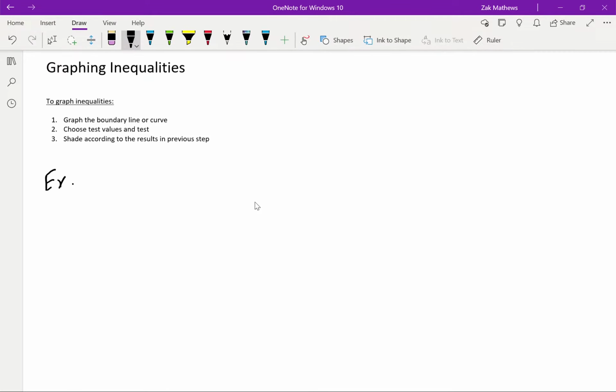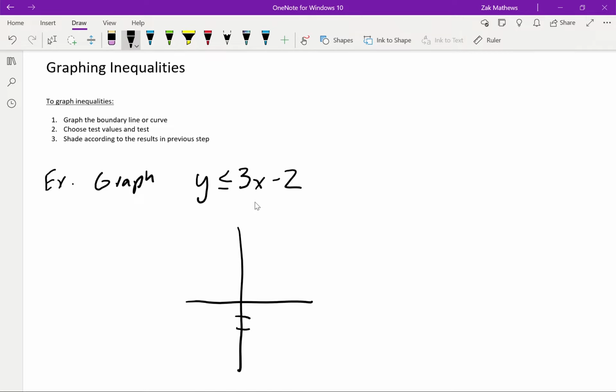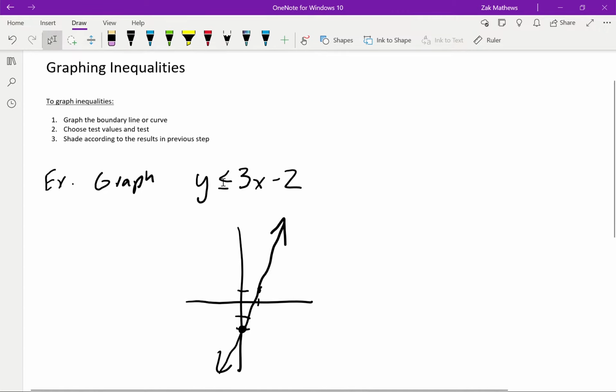Let's graph y is less than or equal to 3x minus 2. So notice how we have two different variables here, the x and the y. If this was y is equal to 3x minus 2, we'd all know exactly what that graph looked like. The y-intercept's negative 2, and the slope is 3, so that's saying going up 3 over 1. And this would be my line. That would be true if it was an equals. We don't have strictly an equals here. We have a less than or equal to. So we have graphed the boundary line or curve.